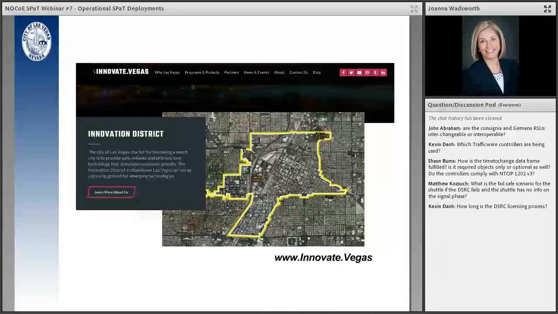And you can keep up to date on City of Las Vegas projects. We have a website for our innovation district. It's innovate.vegas, and we provide current news and updates on that website so you can keep up to date with us. And with that, I'll turn it over to Liz White with the Virginia Tech Transportation Institute.